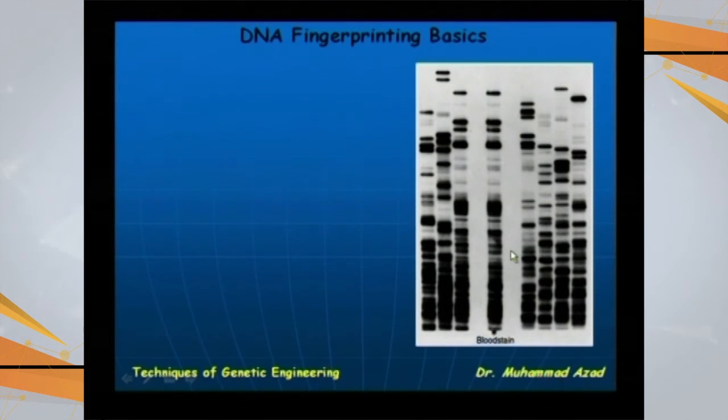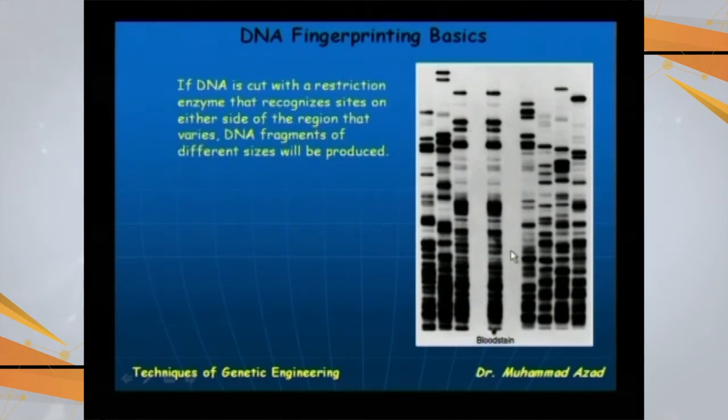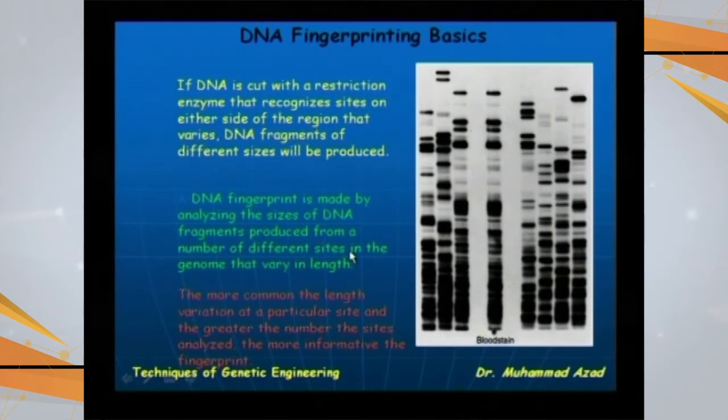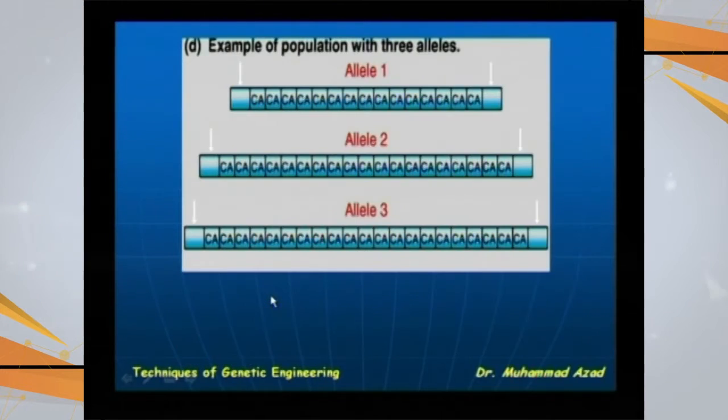This is one of the genetic fingerprints taken from some individuals. If DNA is cut with a restriction enzyme that recognizes sites on either side of a region that varies, DNA fragments of different sizes will be produced. A DNA fingerprint is made by analyzing the size of DNA fragments produced from a number of different sites in the genome that vary in length. The more common the length variation at a particular site, and the greater the number of sites analyzed, the more informative the fingerprint will be.